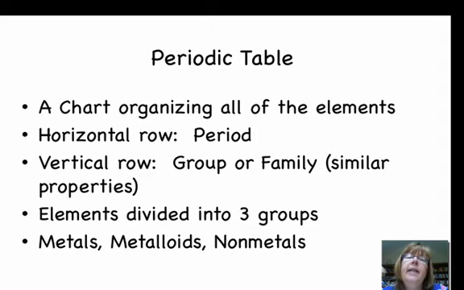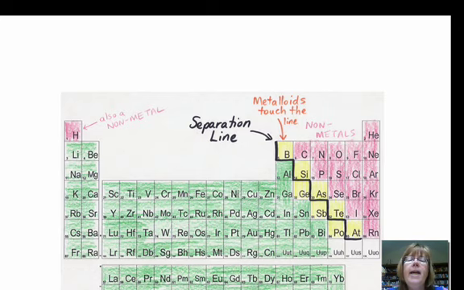What we're going to learn is that the periodic table is divided into 3 groups: the metals, the metalloids, and the nonmetals. All right, so what I would like you to do is to color your periodic table. And so you can choose one color for the nonmetals. Notice the nonmetals here, they're in pink. They're over to the right of the periodic table.